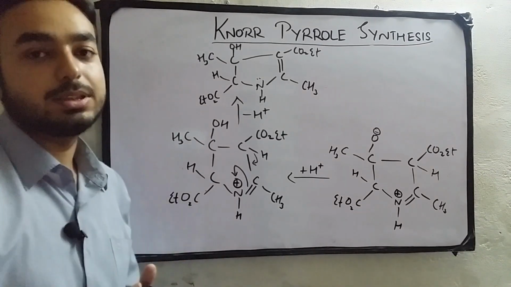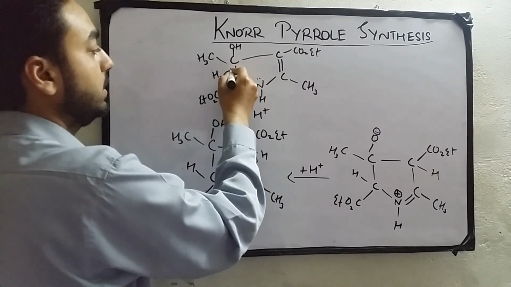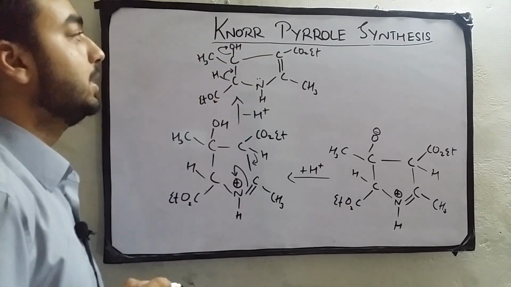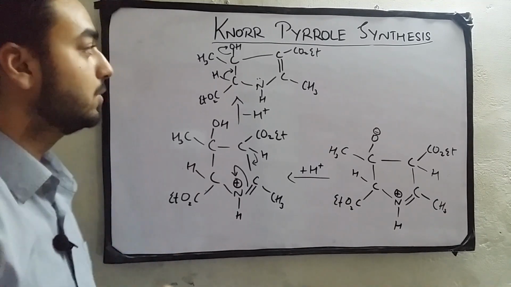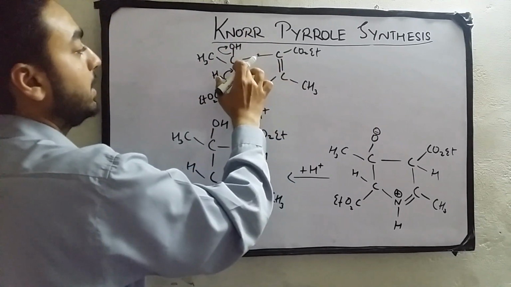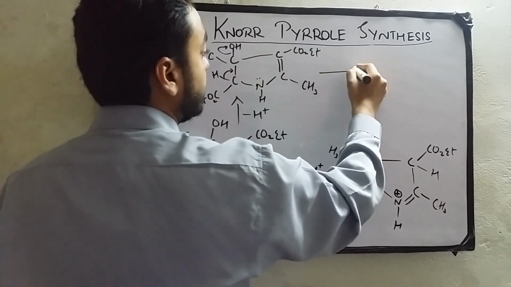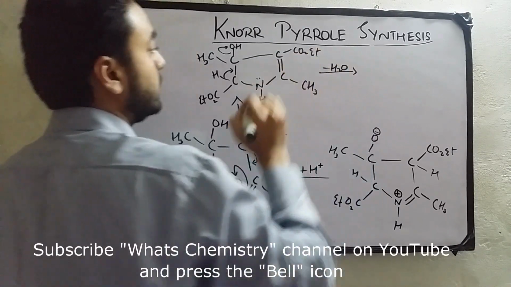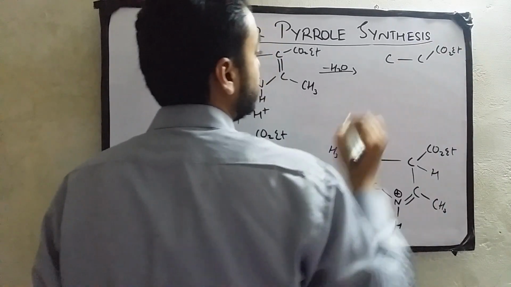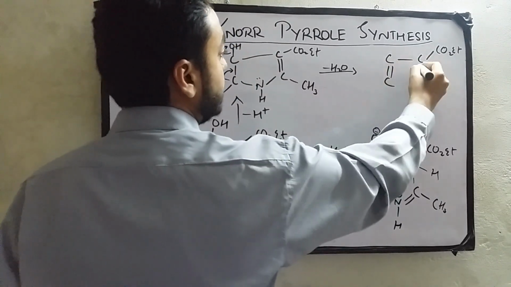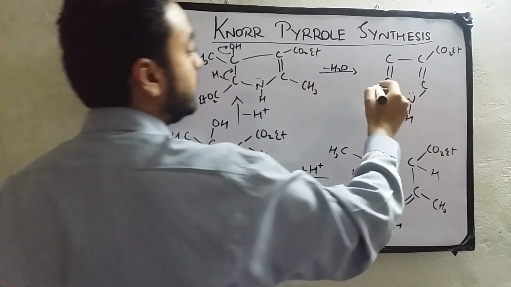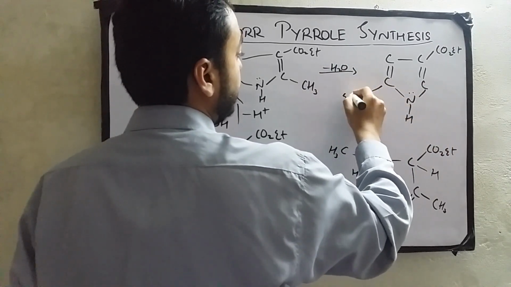Now the final step is that this bond will break and shift it between these two carbons, as a result of which this bond will break and shift on this oxygen. Means, yes, removal of another water molecule from here. This H and this OH means one water molecule will be removed by creating a double bond between these two carbons, okay? So minus water molecule, and CO2 ethyl means ester group, and double bond C double bond C, nitrogen, and you can see that our final product has been obtained.